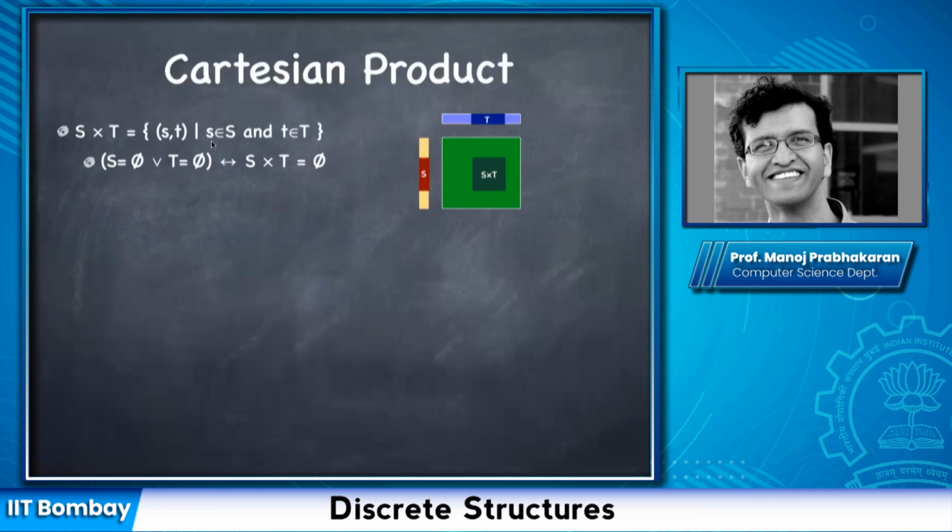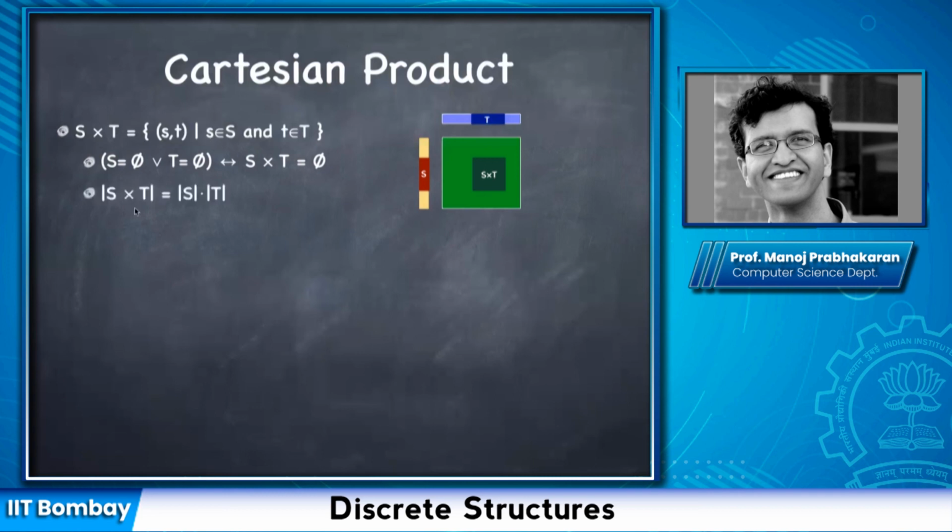Conversely, if S and T were not empty, so there is at least one element in S and one element in T, then the pair of those two elements would be in S cross T, and S cross T will not be empty. So S cross T is empty if and only if at least one of S and T is empty, maybe both.